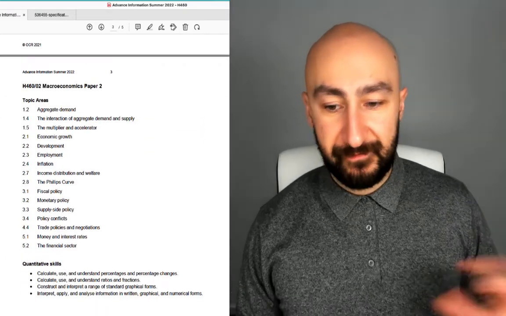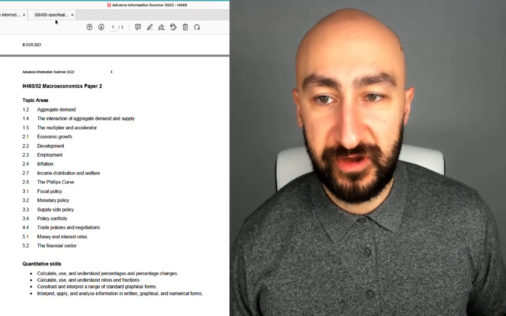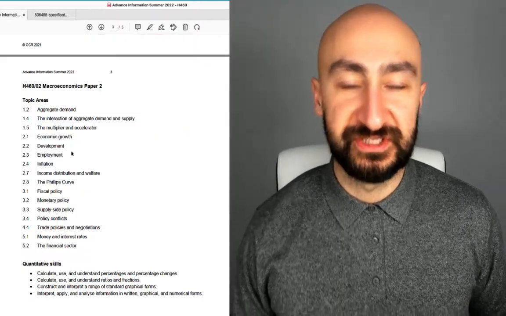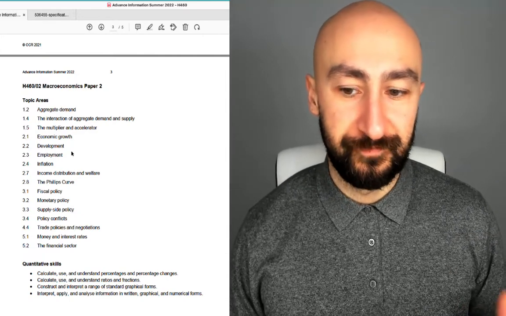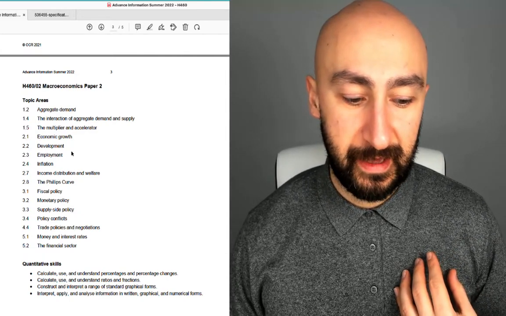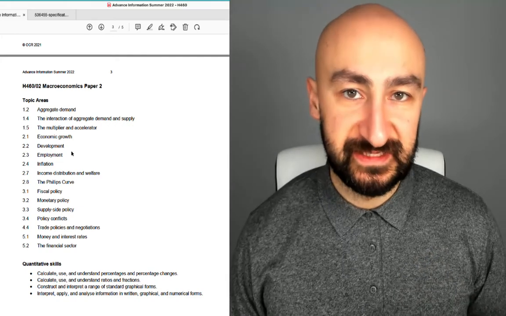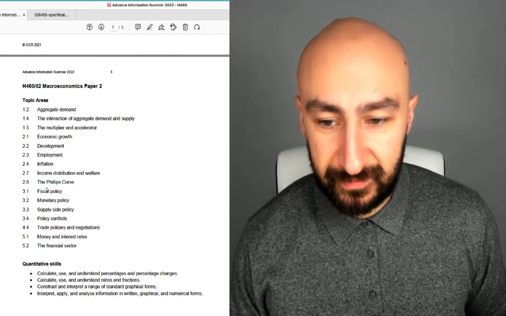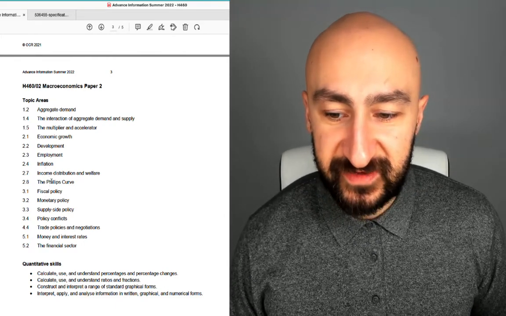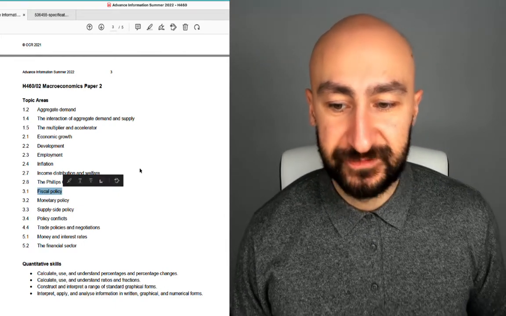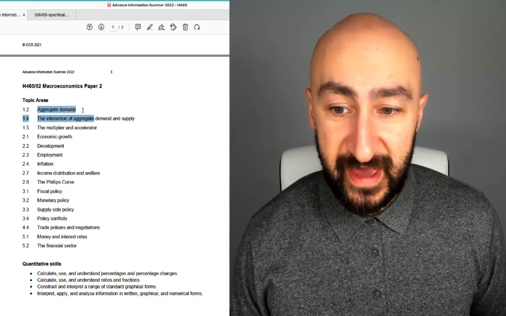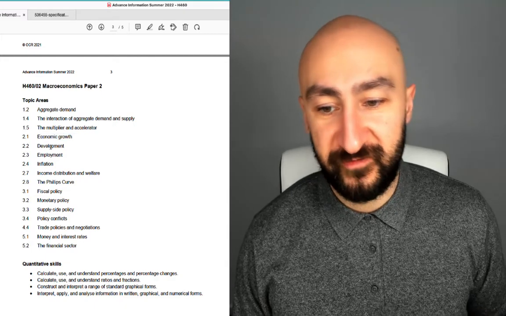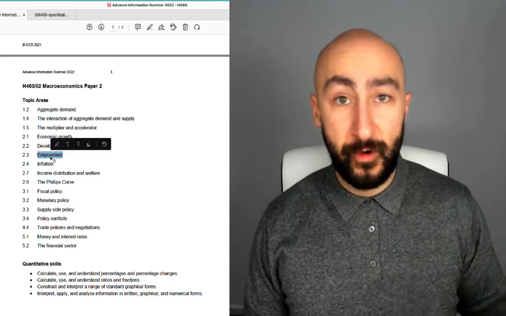From a paper two standpoint, I would go through it in terms of a macro perspective. You just learn everything because it's so crucial from a writing perspective to get that A A star, that any of these questions can be examined. Even if there's a question about fiscal policy, do you know what you need to potentially bring in? AD. You need to bring in AS. You need to bring in the multiplier effect. You need to bring in economic growth, potentially development, employment, inflation.